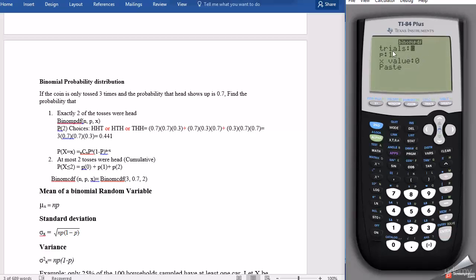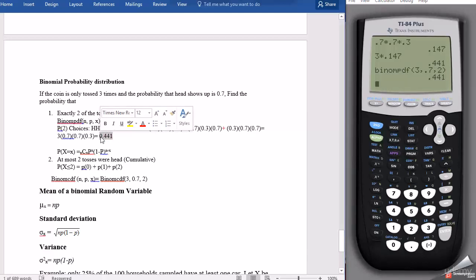Now when you go here, you can see trials. That's N. How many times are we tossing the coin? That's 3 times. So I'm going to change this to 3. And then we're going to go down. P is the probability of getting a head, which is our interest, and that's 0.7. Then X is the number of heads we're looking at, which is 2. We want exactly 2 heads, so that's what we put in, and then we paste and enter again, and you can see that we get exactly the same thing, 0.441. So that's binomial PDF when we are looking for exactly a particular number.